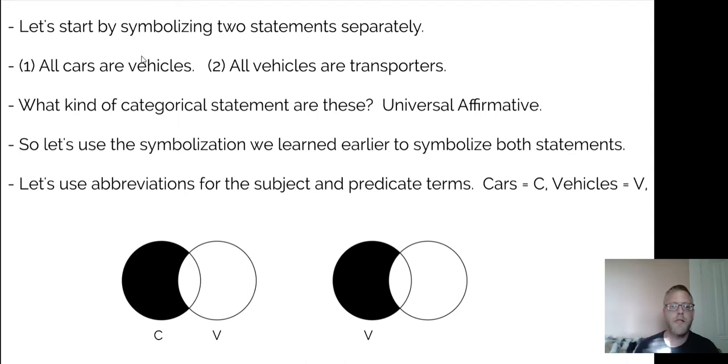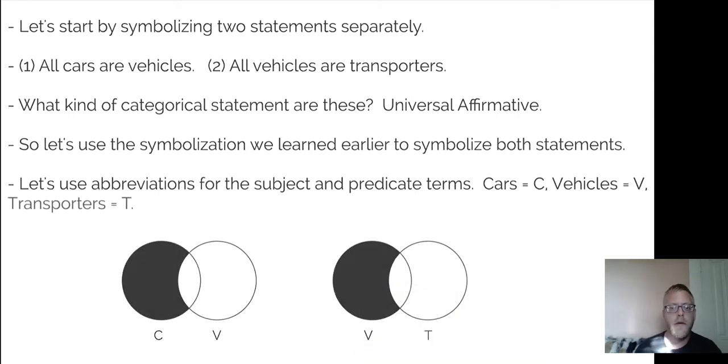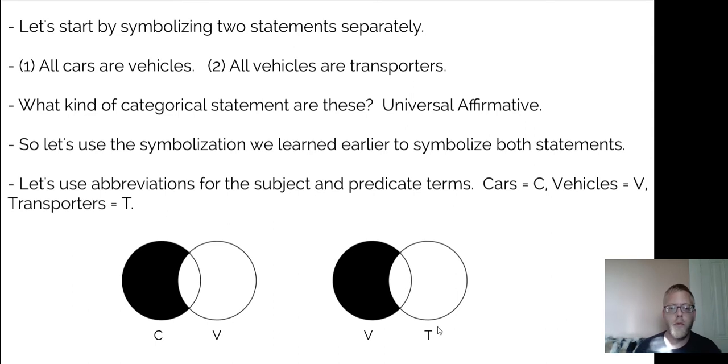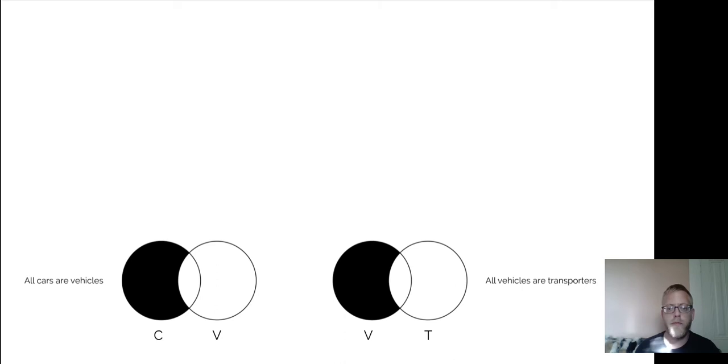So all cars are vehicles is right there. And second premise or second statement, all vehicles are transporters. And transporters will be T. So now we've symbolized both of our statements. Right? This here represents all cars are vehicles. This represents all vehicles are transporters.